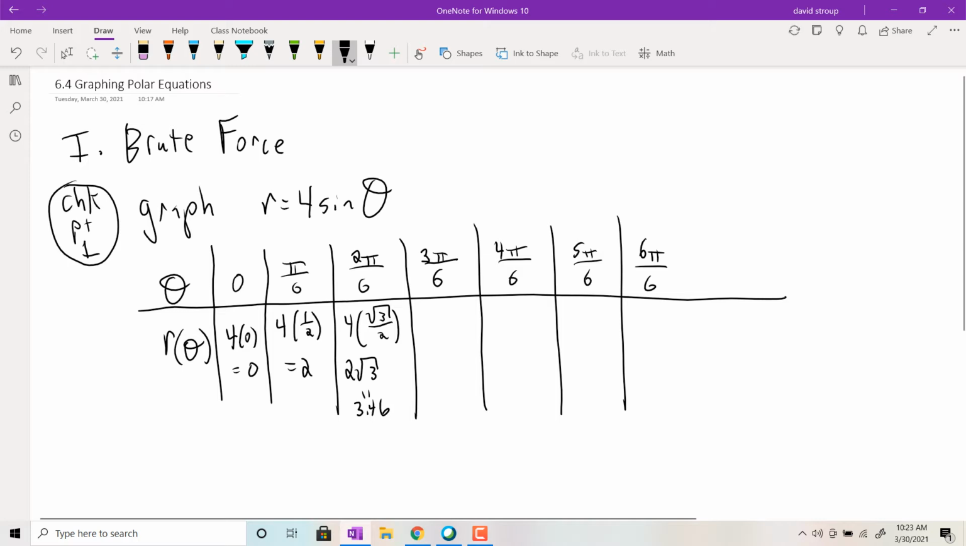Then 3 pi over 6 is pi over 2, so this will be 4 times 1, which is 4. Then 2 pi over 3, sine is still positive there, so that'll be 4 times root 3 over 2, again 2 root 3, which is approximately 3.46. At 5 pi over 6, sine is still positive, so it'll be 4 times 1/2, which is 2. At 6 pi over 6, sine goes back to 0.